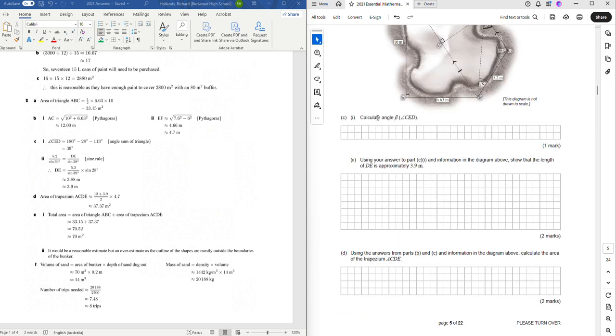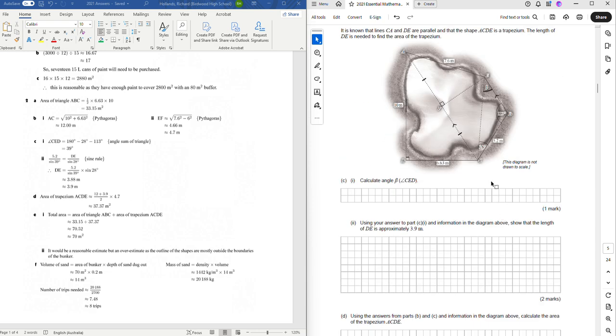Calculate the angle CED, so that's this angle here. We know the rule with triangles, all angles add up to 180 degrees. It gives you 28 degrees here and 113. So this angle equals 180 minus 113 minus 28, as you can see here, which gives you 39 degrees. Most of us, once we remembered that fact about the number of degrees in a triangle, were fine.